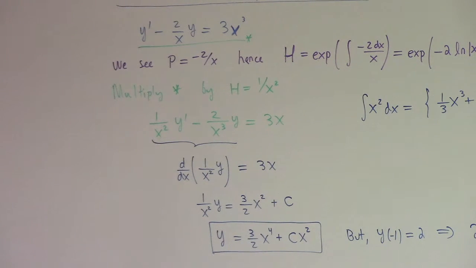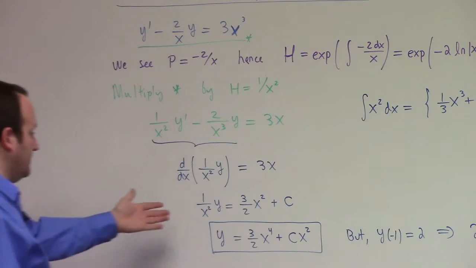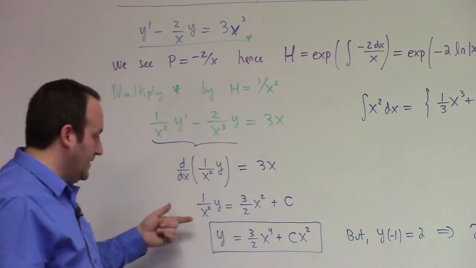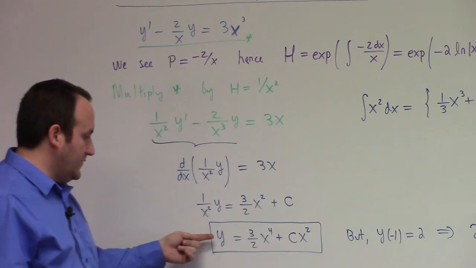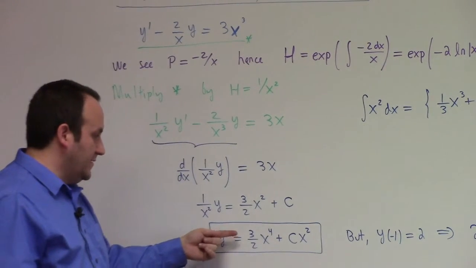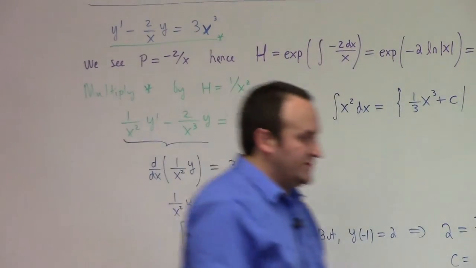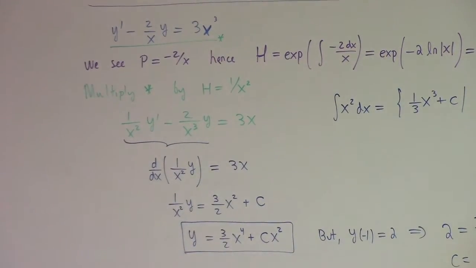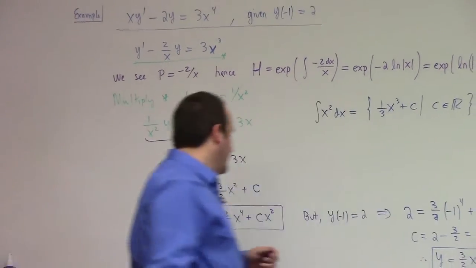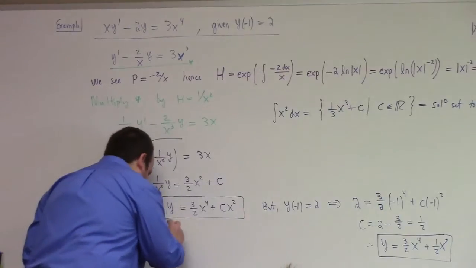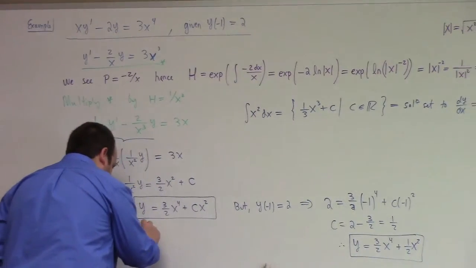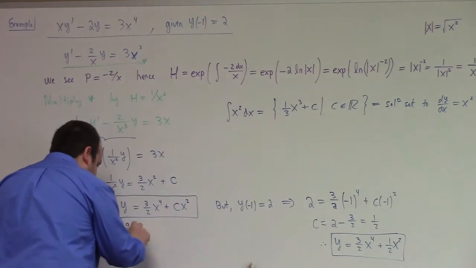What happens then? Now I can solve for y by multiplying by x squared in this case, and I get 3 halves x to the 4th plus cx squared. What I've boxed here is what's known as the general solution. The general solution to a differential equation is kind of like an insurance policy. It includes all possible contingencies.